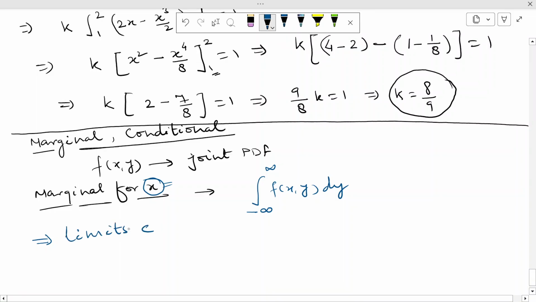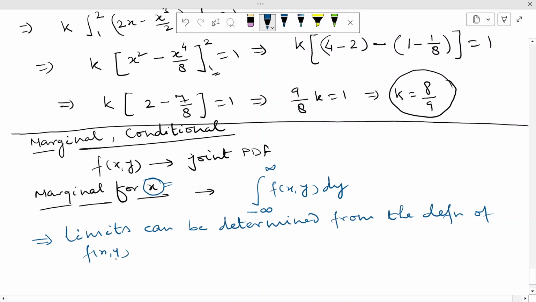But the limits can be determined from the definition of f(x,y).